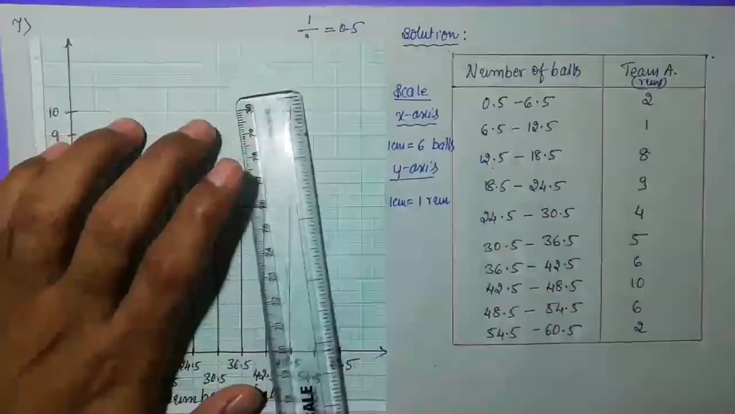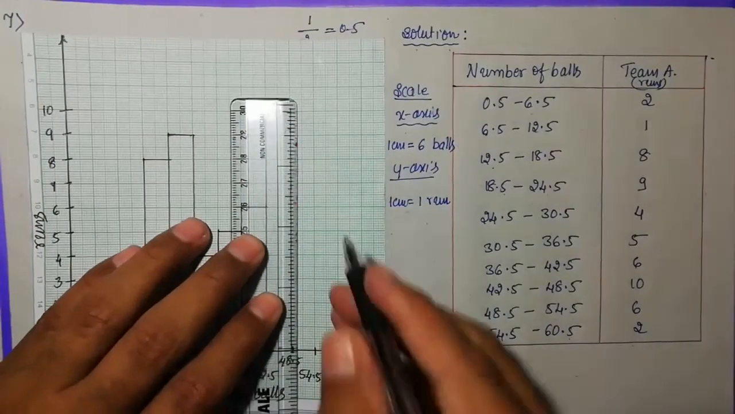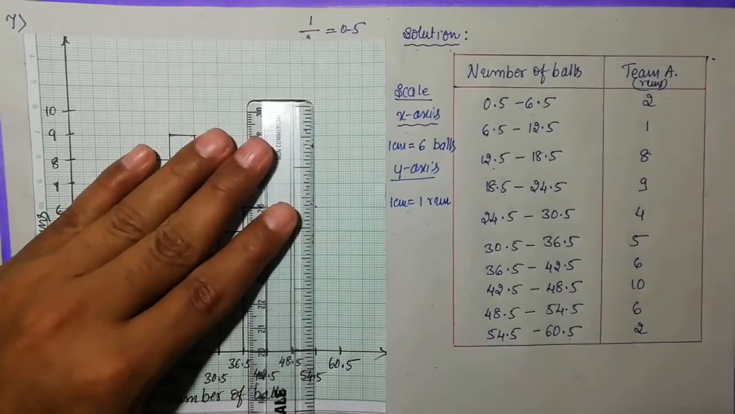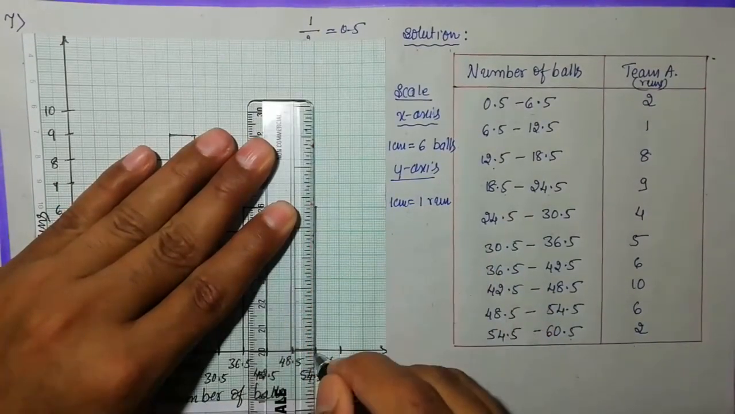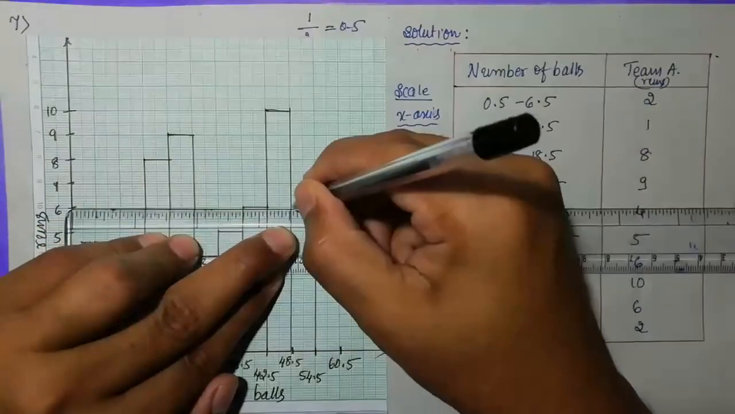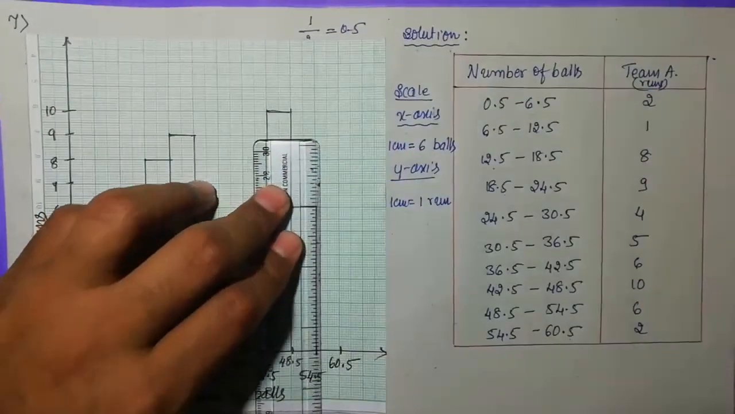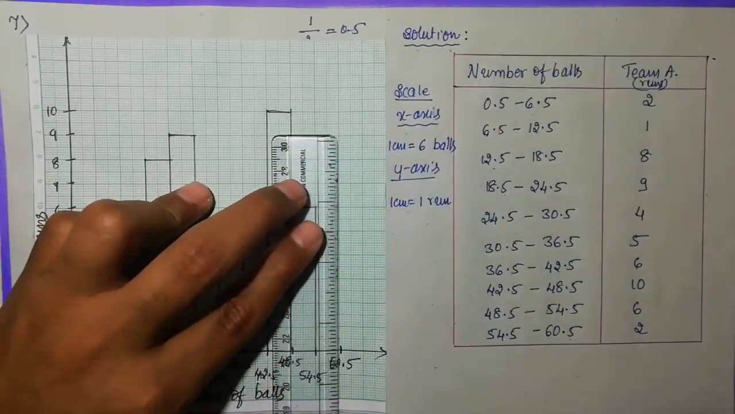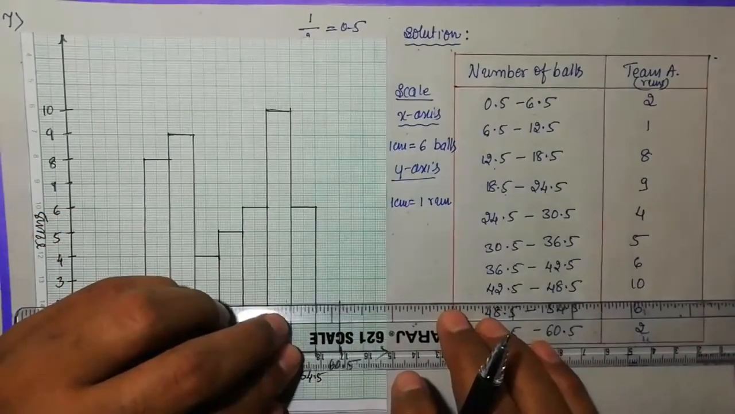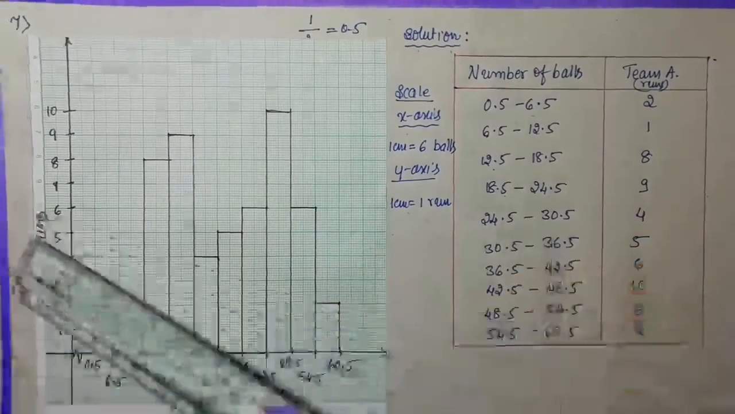Okay, so this one, and after that 6. After that 6 means you need to draw up to here. So this is 6, you need to draw up to here. Okay, so after 6 it is a 2, last one. So this is the 2. So this completes the histogram of this question.